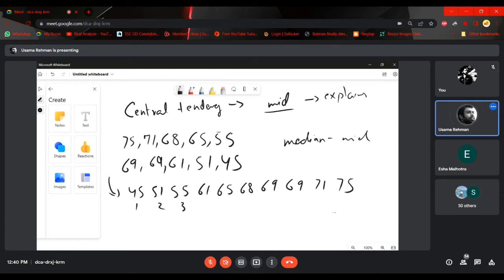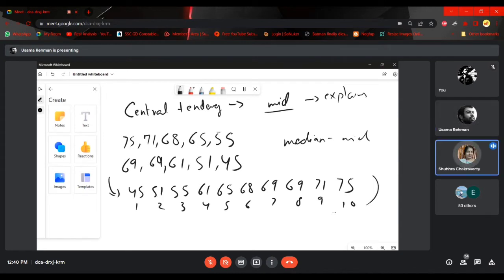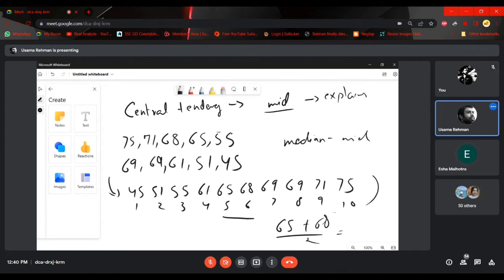1, 2, 3, 4, 5, 6, 7, 8, 9, 10. So we have 10 values. How can we find out the middle term? There will be two middle terms, and then the average of them is the median. 5th plus 6th. We do 65 plus 68 divided by 2, which is equal to 66.5. Cool. Is that okay? Yes, sir.